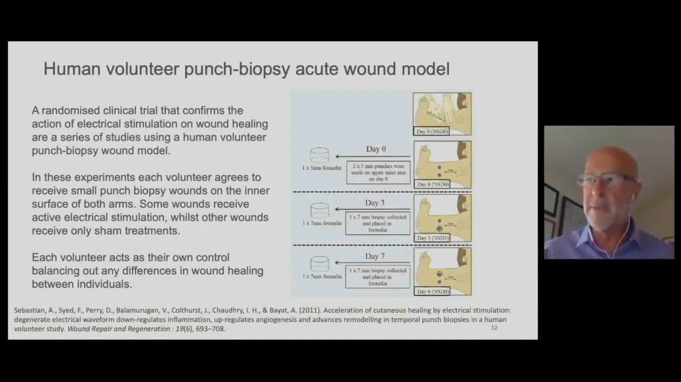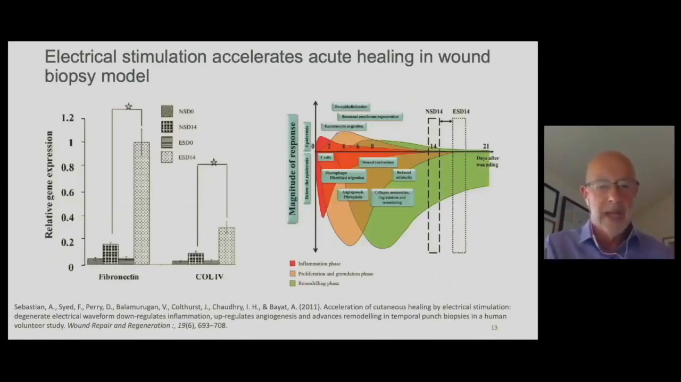technology or that methodology, the group in Manchester, Ardisha Bayat's group at the University of Manchester, for example, were able to carry out a study and showed that many genes which are expressed in acute wounds, wound healing like that, are significantly upregulated in the electrical stimulation wounds. So look at this gene just taken as an example.